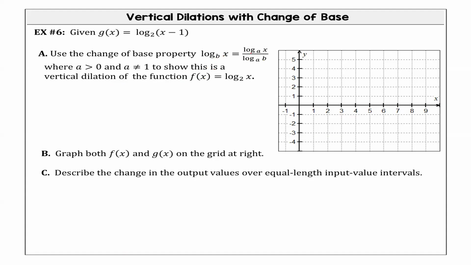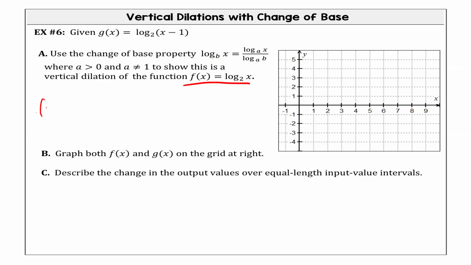Log base a of x equals log of x over log of a. So log of the argument over log of the base. Okay. a has to be positive. a can't equal 1. So we're going to use this to show this is a vertical dilation of the function f of x equals log base 2 of x. So if you have f of x equals log base 2 of x, that's the original. That's where you're starting.